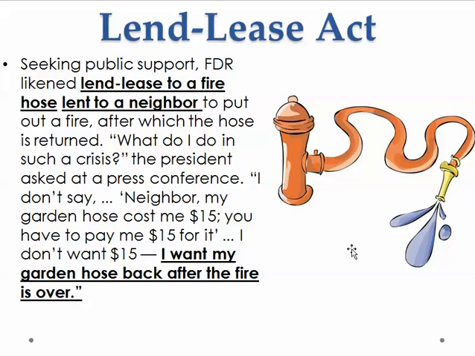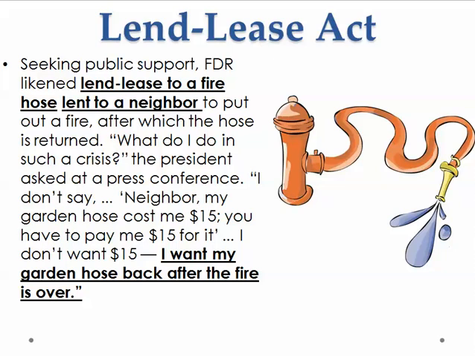The fire here are these three Axis powers that are trying to take over, and by lending weapons and leasing weapons to Great Britain without making them pay for it, we thwart or do away with the ability of Germany and Mussolini and Italy to come to the United States and take over our land.